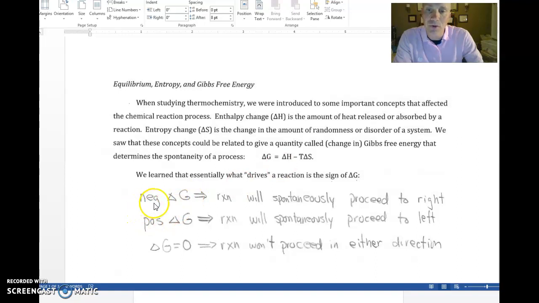One thing that we learned was that whenever you have a negative delta G, that's going to mean that the reaction is going to have a tendency to spontaneously proceed towards the right, from reactants to products, so from left to right. If you had a positive delta G, the reaction would spontaneously proceed in the opposite direction, from right to left in the direction that it's written. But if your delta G was 0, it wouldn't want to proceed in either direction.